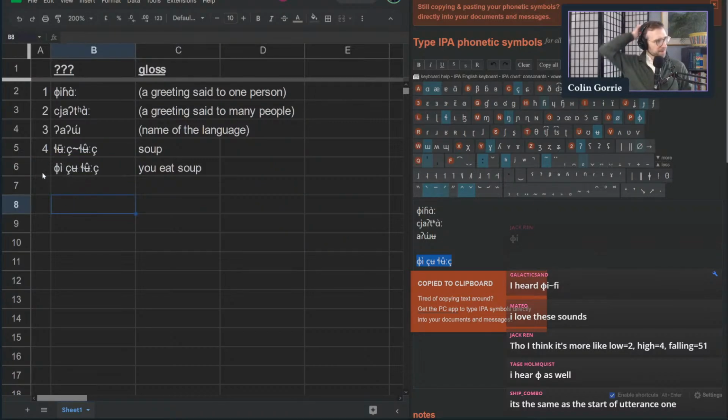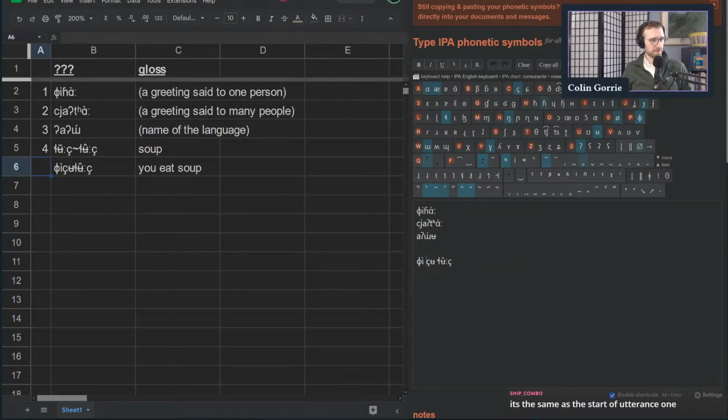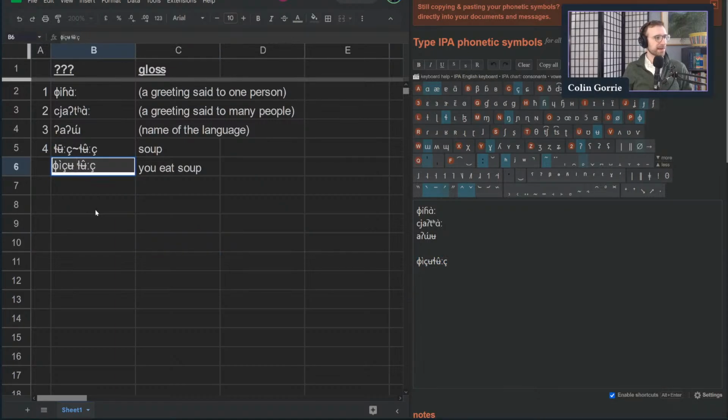You eat soup. Now we don't know that these are separate words, so I'm just going to take out the boundaries between them. But I'm starting to suspect that maybe this hlü is a separate word, because here we have it on its own. So, utterance 5. Interestingly, as is being pointed out by multiple people in the chat, it seems like we have isolated something else.